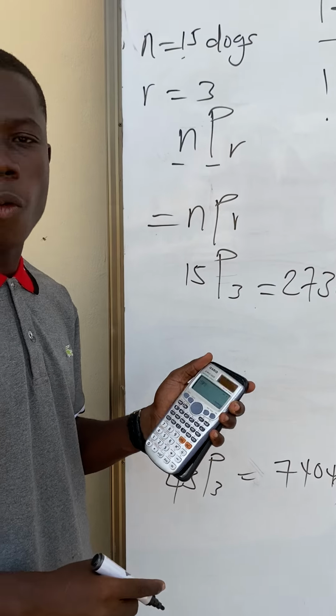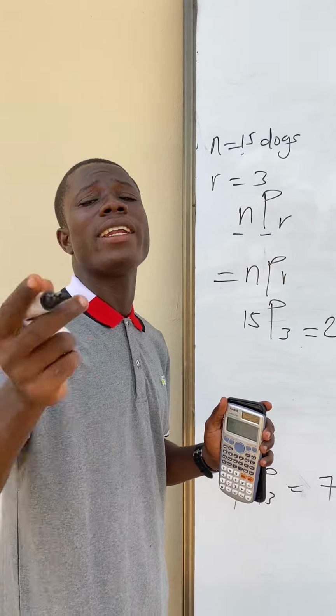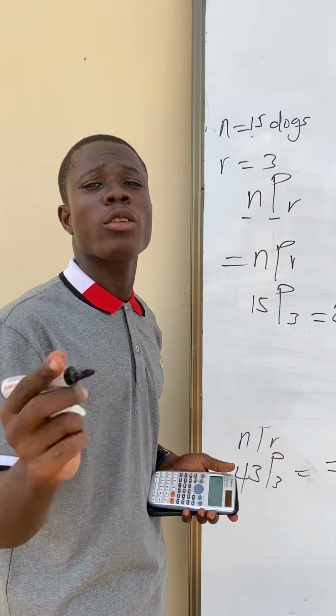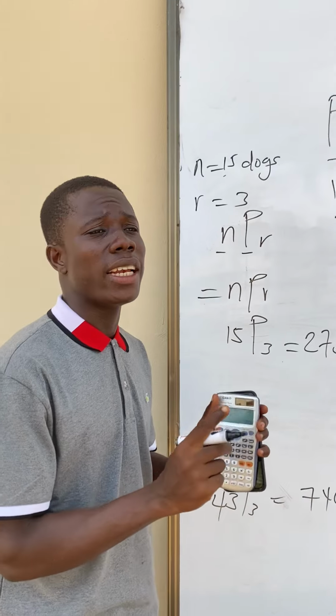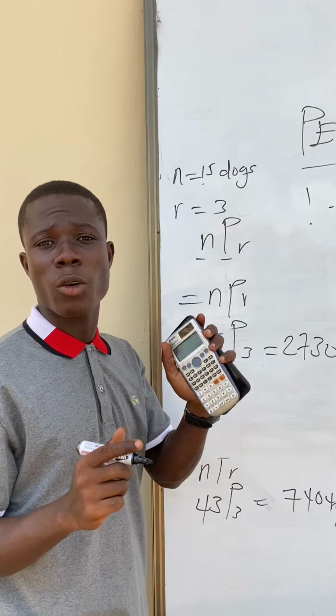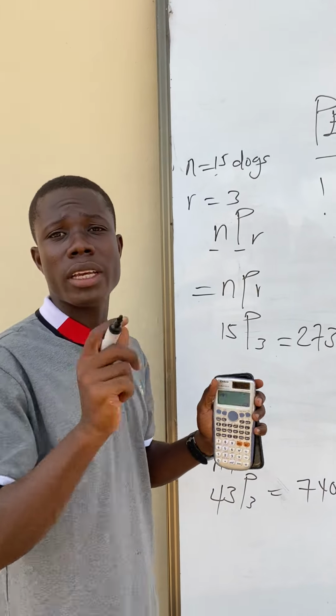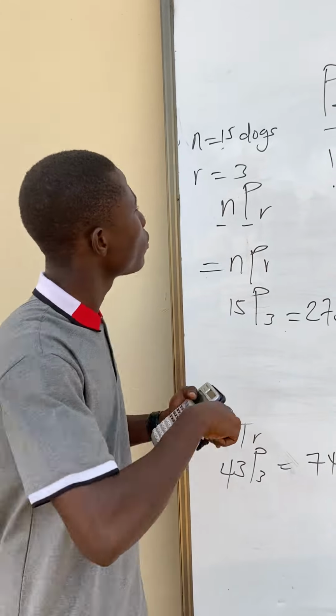That is for permutations. So that's all. And the next thing is what? Combinations. So we have permutations and combinations. And the difference between the permutation and the combination is that with permutation there is an order, but with the combination there is no order. So I'm going to show you the combination as well.